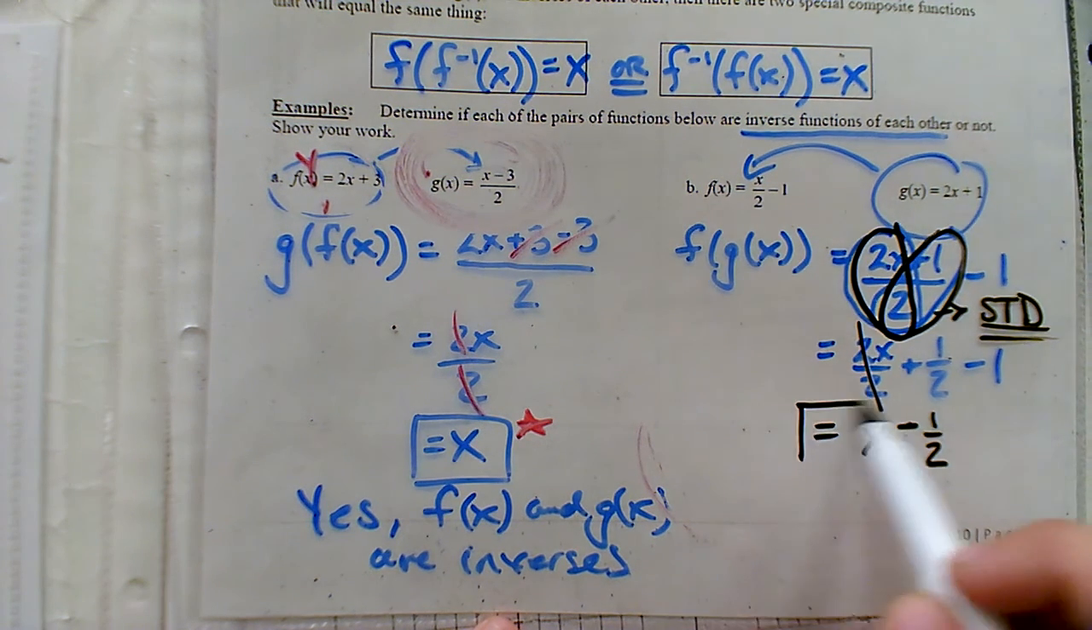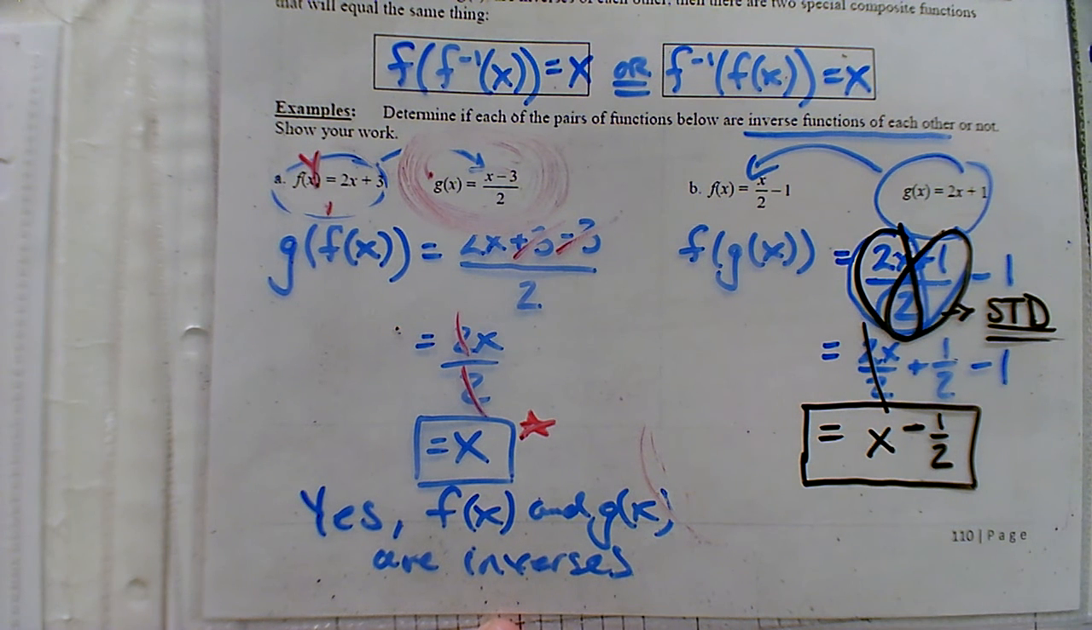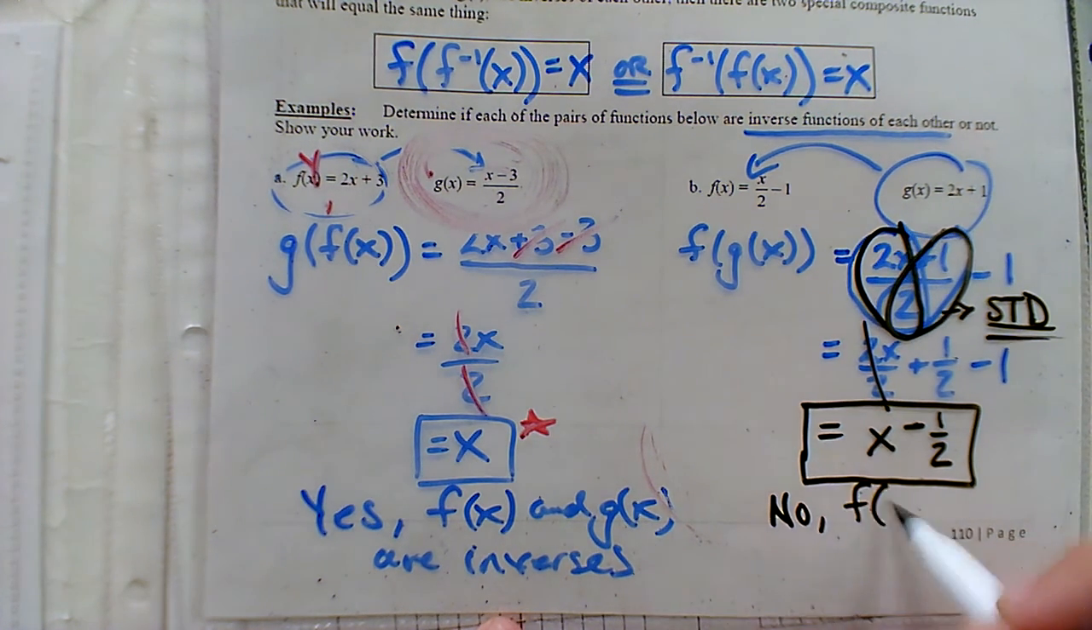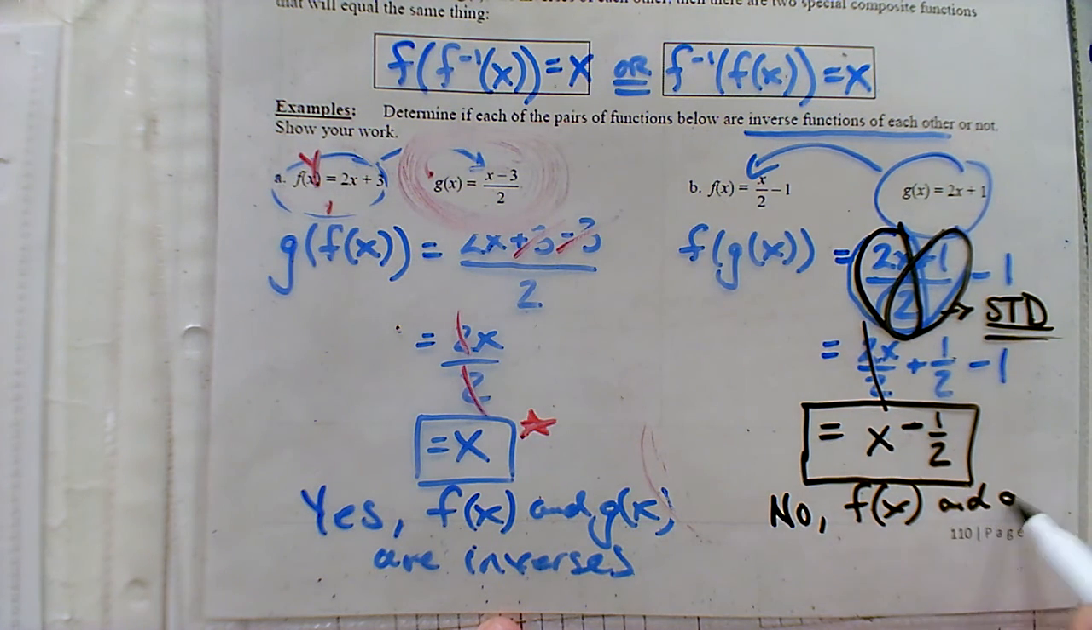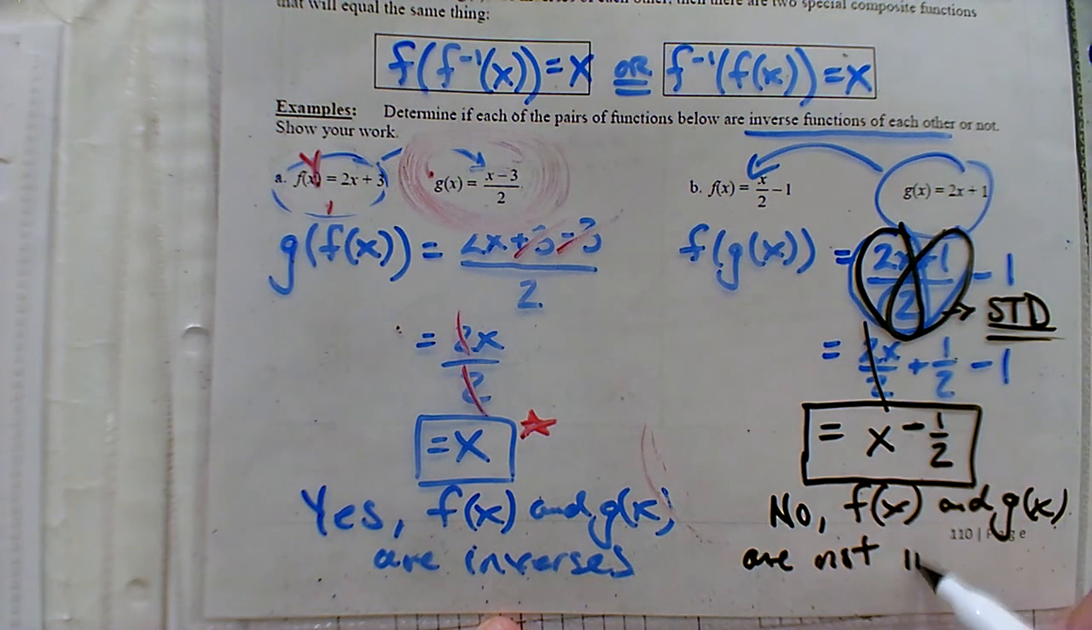Unfortunately not. So if this is the result we are left with after we plug one function into the other, are we able to say that they're inverses? Do they cancel each other out? Not completely, because we still have a numbered term left over. So for this one, we would have to say no, f of x and g of x are not inverses.